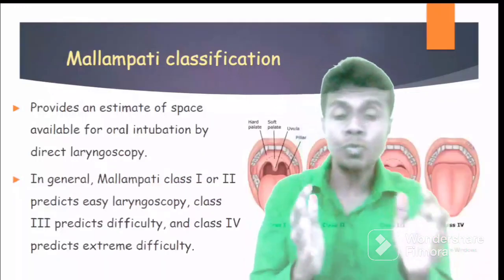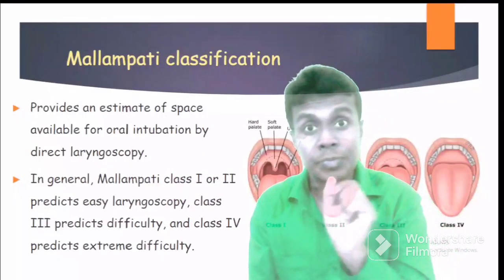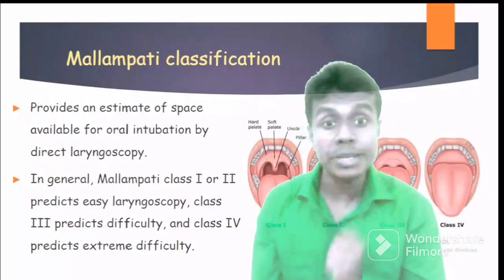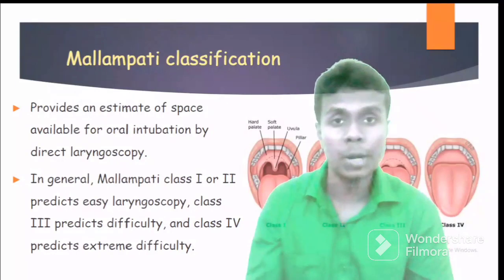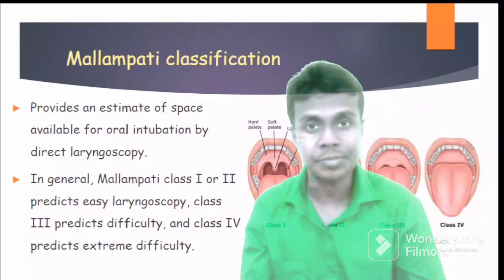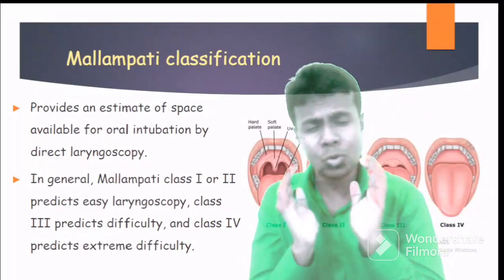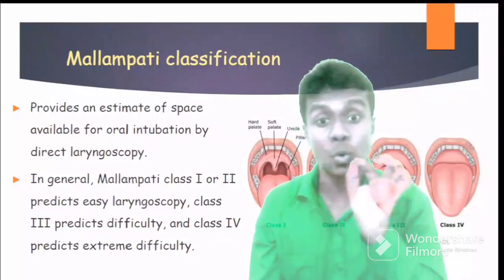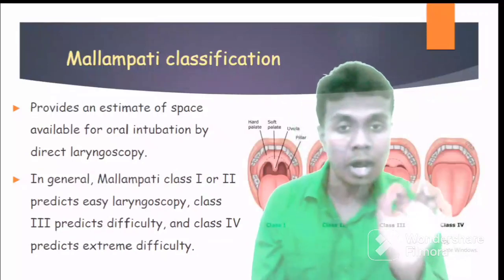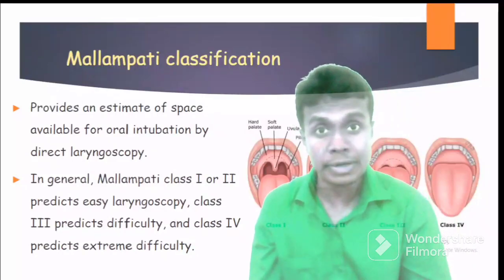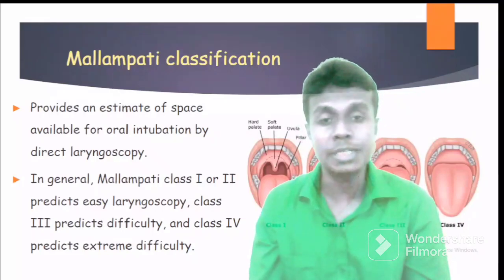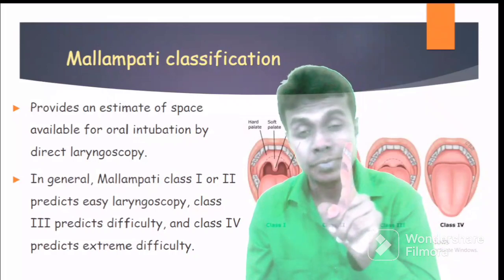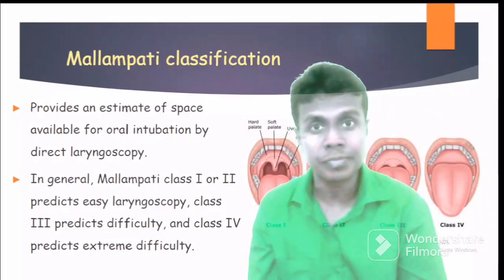What you are going to look for is the uvula, uvula tip, tonsillar pillars, soft palate and hard palate, and the tongue as well. If you can see all the structures, that means uvula, soft palate, hard palate and tonsillar pillars, including the uvula tip as well, that is called Mallampati class 1.